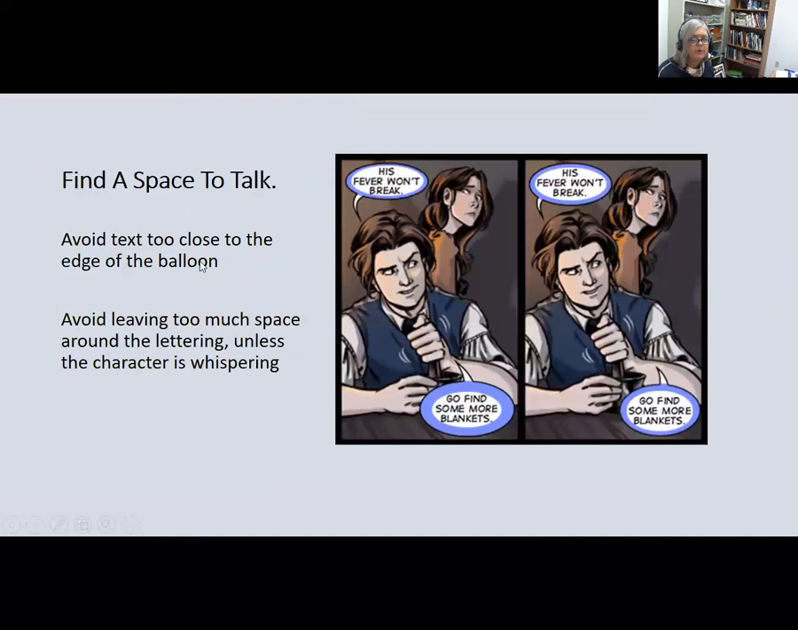Again, this has to do with don't crowd too much, but don't leave too much space around the edge either. Leave enough space around the edge of the words so they can breathe. Again, look at these. This fever won't break. That fits into a diamond. Go find some more blankets. That fits into a diamond because the words in the middle are slightly longer than the words at the top and the bottom.